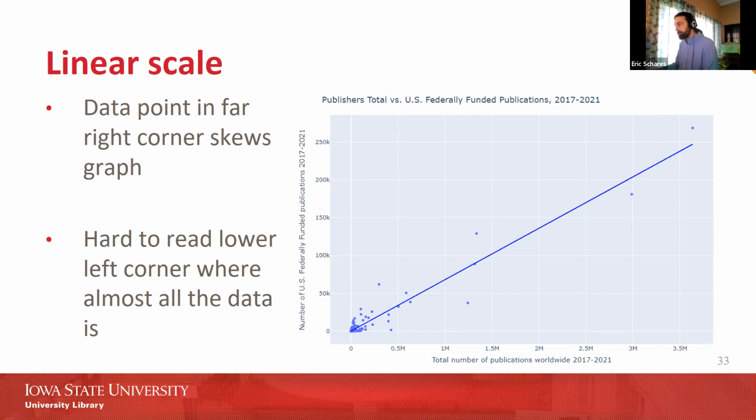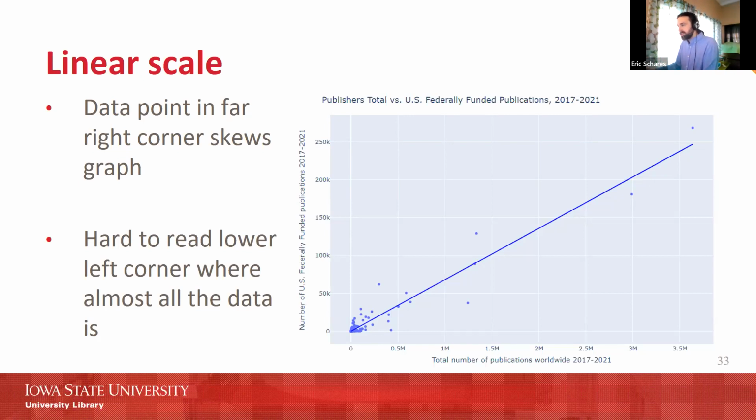This trend line runs through all 500 points and tries to describe the relationship or the association between the X and the Y. A measure of the goodness of fit of this regression or trend line is 0.93. And so it's actually a pretty strong correlation. A perfect line would be 1. And so this is an R squared of 0.93. So that actually does describe the relationship pretty well. As you tend to publish more publications overall, you also tend to publish more publications with US federal funding.